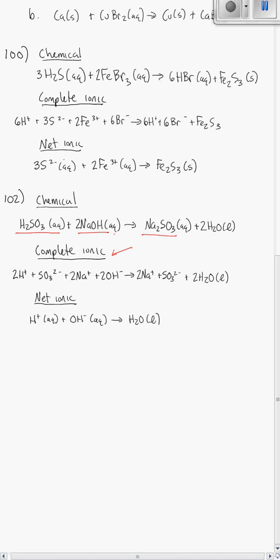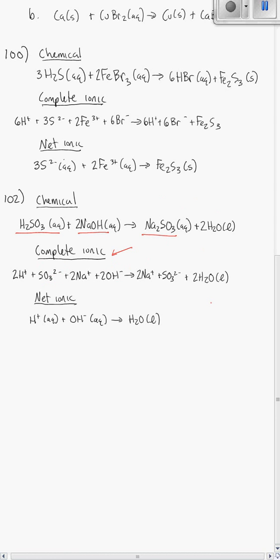We don't break up the SO3 into separate S's and O's because sulfite is an ion on its own. So when we're breaking up these compounds, we break them up into their constituent ions, not into every single element that's involved. That's why SO3 2 minus stays together and OH minus stays together. On the right side, we break up our sodium and our sulfite, and we're left with this complete ionic equation.